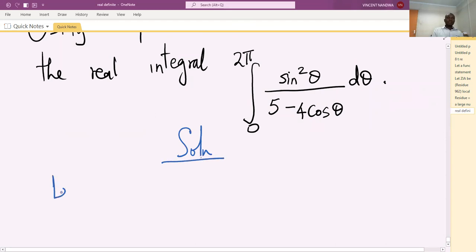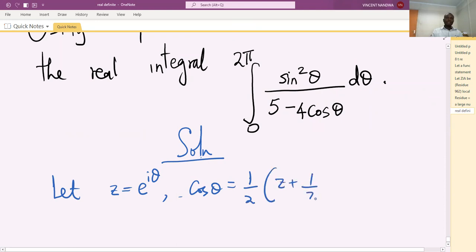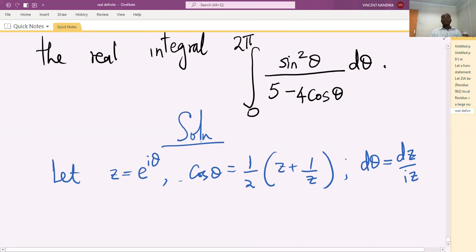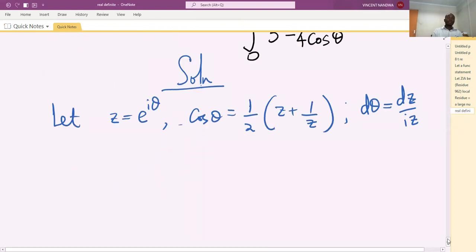So let z be e raised to i theta, and then cosine theta is given by 1/2 into z plus 1/z, and d theta, by definition, you'll get dz over iz. So we use these values to rewrite this integral in terms of the variable z.